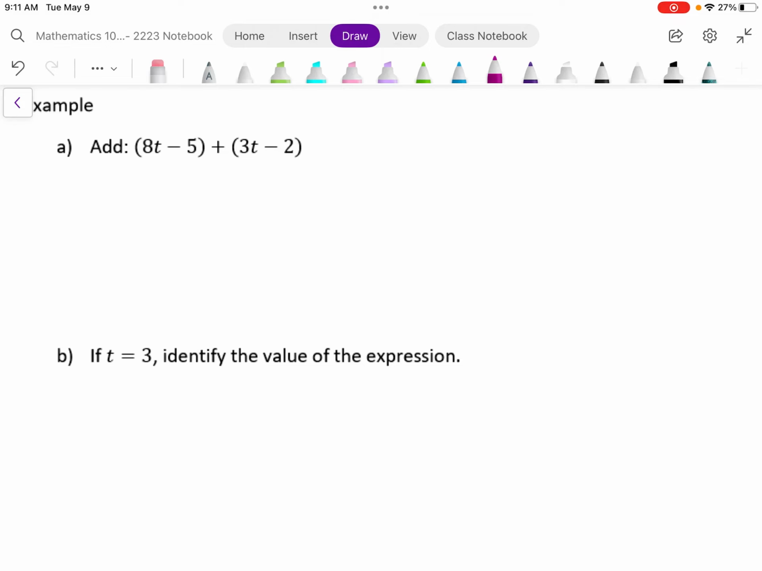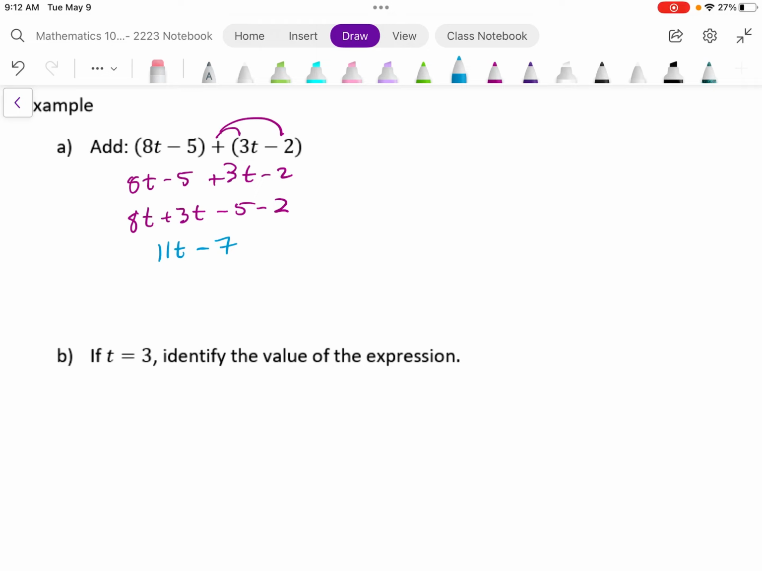Moving on. I'm going to add these two together. So at minus 5, I'm going to distribute that twice, plus 3t minus 2. So far, so good. You notice I didn't add negative 2. I just said, hey, subtract 2. I'm going to group the like terms like I always have done. There it is. So 8t plus 3t is 11t. Negative 5 minus 2 is negative 7. So there's my addition of polynomials.